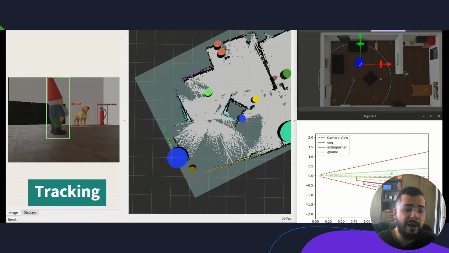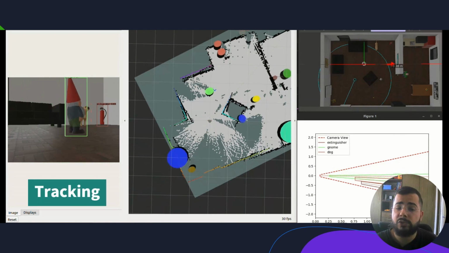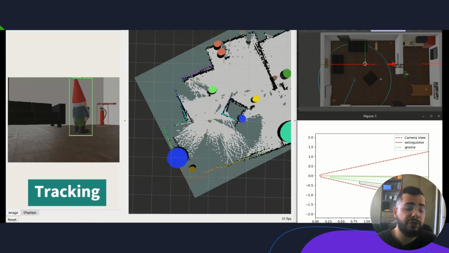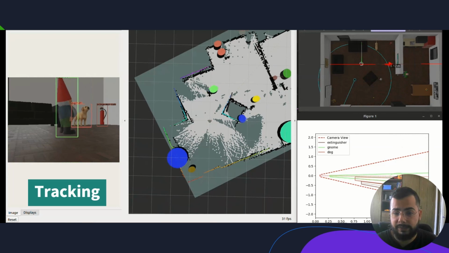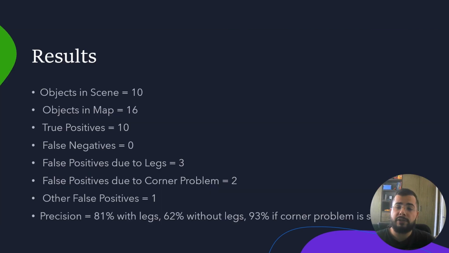Finally, the tracking system has the side effect that if an object is moving slowly and the robot is observing it while it moves, the map will be updated accordingly and the object will be tracked across time and space. With this simulation and a presence confidence threshold of 80%, we can see that all 10 objects were detected correctly, with 3 additional objects due to the legs of the dog and the table, and 2 additional objects due to the corner problem.